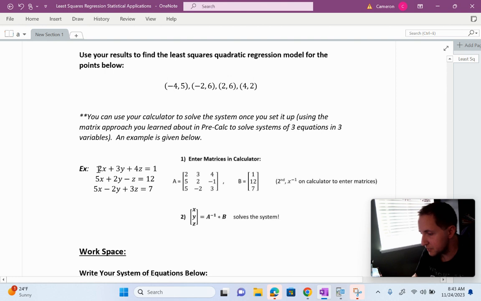Let's just do a real brief example. Let's say I wanted to solve this system of 3 equations and 3 variables. What I would do is enter a 3 by 3 matrix, 3 rows by 3 columns. The first column would be the coefficients for x, the second column would be the coefficients for y, and the third column would be the coefficients for z.